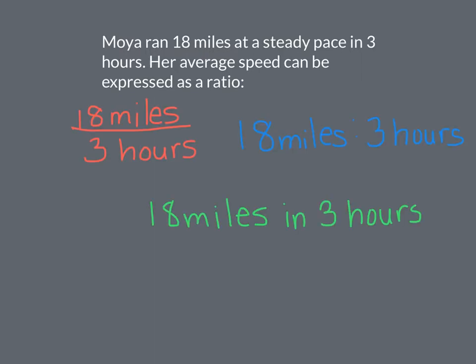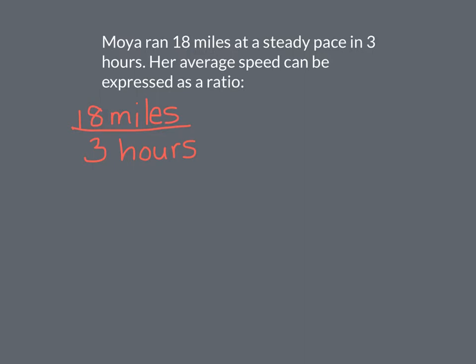So there are 3 different ways that ratio can be written. The first one is written as a fraction, and it's 18 miles over 3 hours. The second one has a colon, and it's 18 miles to 3 hours. The last one looks more like a sentence, 18 miles in 3 hours. So to find how many miles Moya ran in 1 hour, which would be x, that's our unknown, we need to use equivalent ratios.